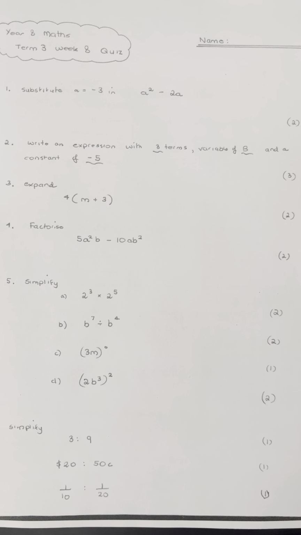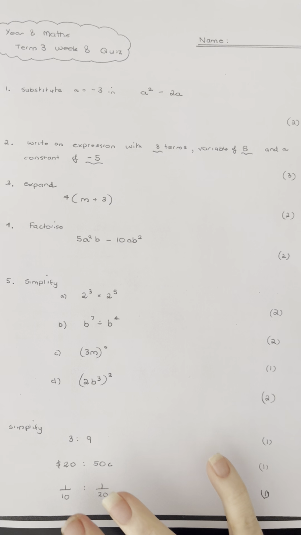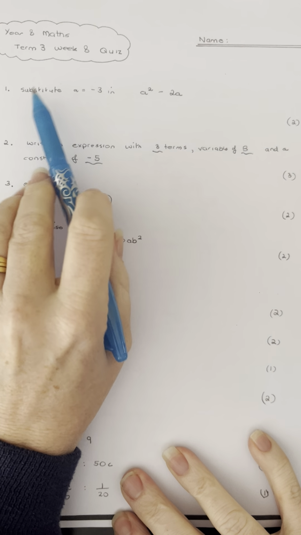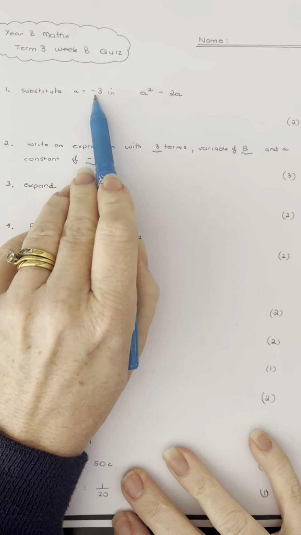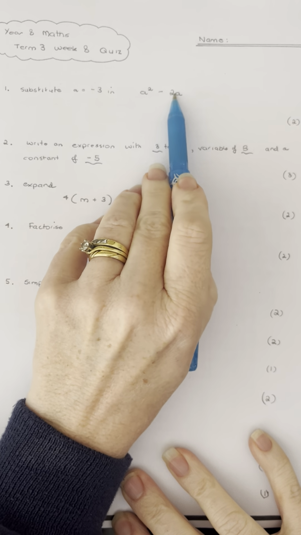Okay, I'm looking at our Term 3 Week 8 quiz for Year 8. This is our final quiz before our exam in Week 9. So our first question is substitute a equals -3 into a squared minus 2a.